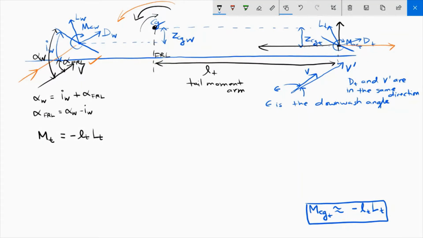Now, what is LT? LT is equal to CLT times half rho VT square times ST. Okay, so this comes from the definition of the lift coefficient. And we also know that coefficient of moment is equal to moment divided by half rho V square SC. So please note that Vt and V are different.